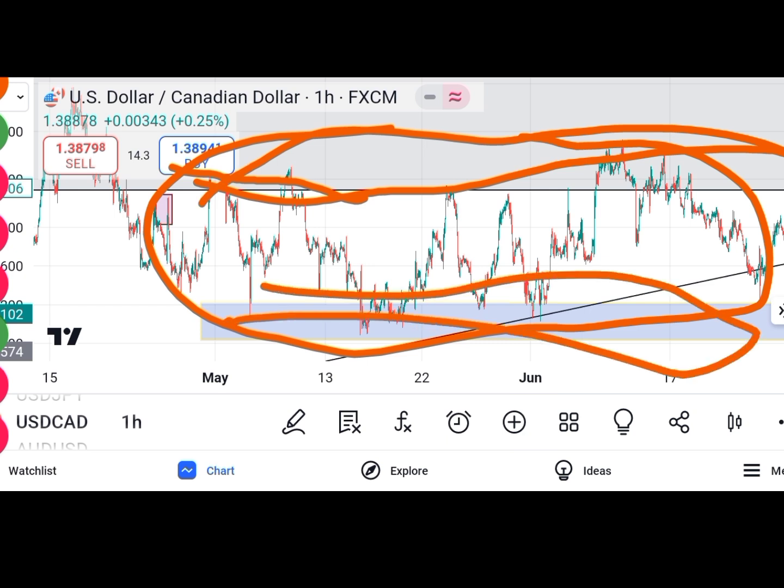And just like I said, you don't just trade it because it's support and resistance. There are some things you have to look out for before you get on the trade.